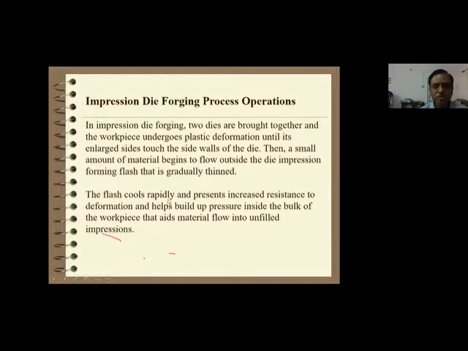This flash cools rapidly and presents increased resistance to deformation, and that helps build up pressure inside the bulk of the workpiece, which aids material flow into the unfilled impression. So if the pressure is not sufficient, there are chances that the job can be underfilled. So the right section and right weight of the material is selected to have a good forging.